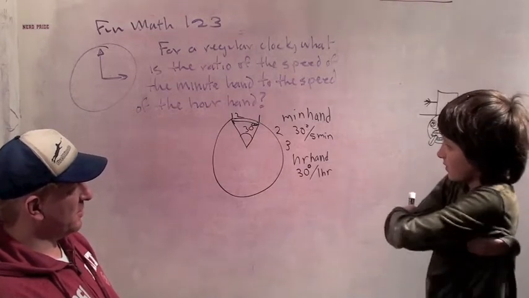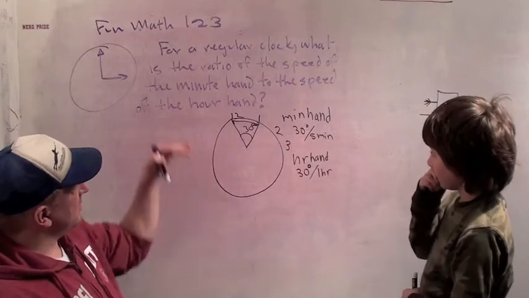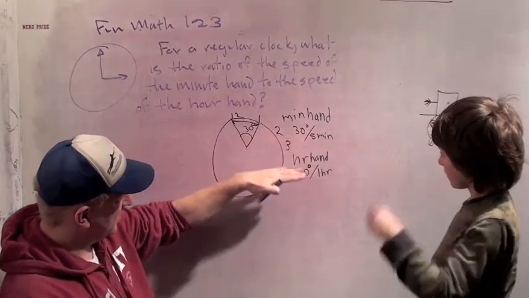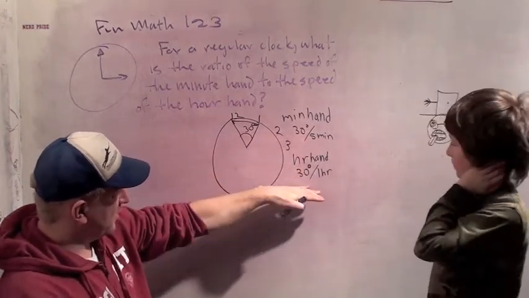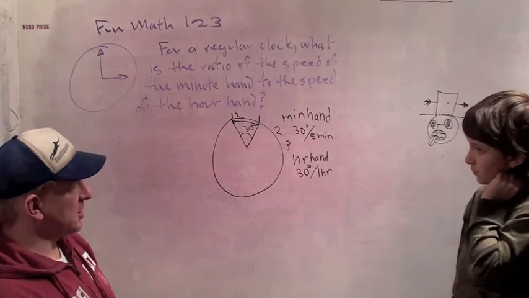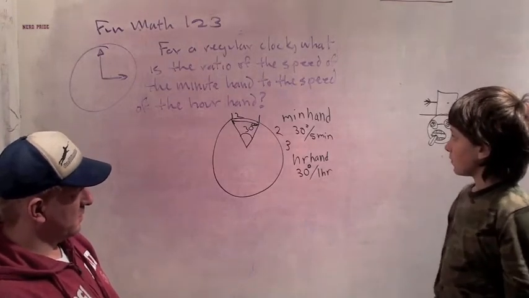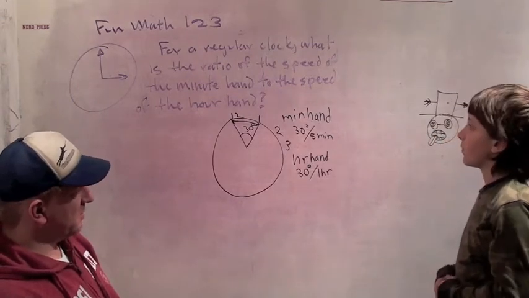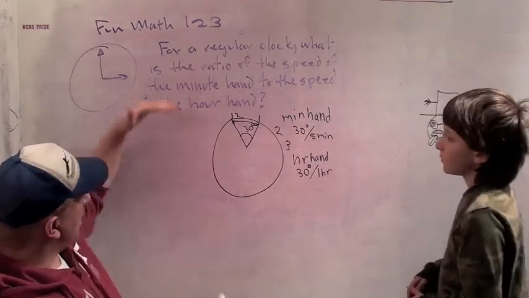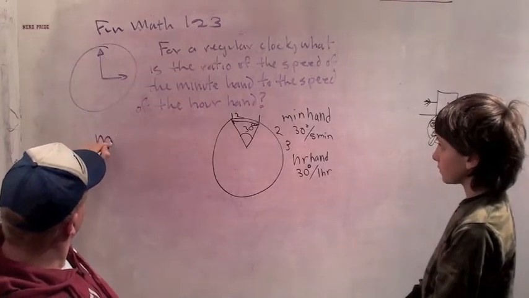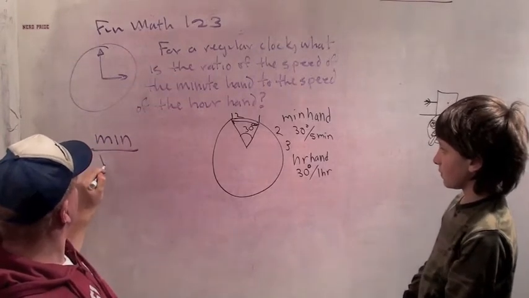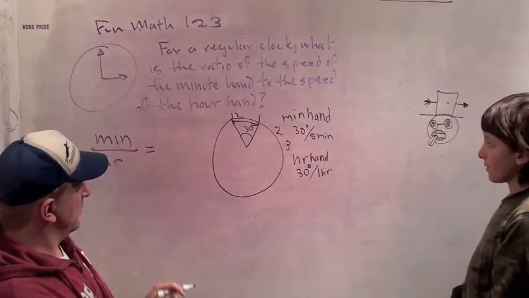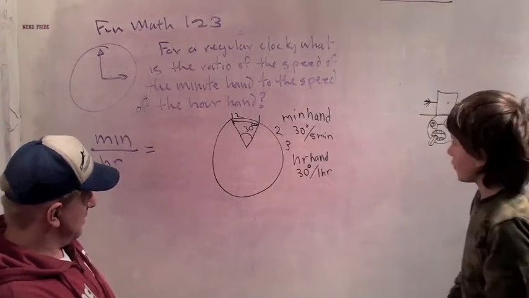Well, you found two good speeds here, actually. But I'm asking you for the ratio of the speeds. You have one speed in 30 degrees per 5 minutes. The other one is, hour hand is 30 degrees in 1 hour. So how can you make a ratio out of this? Well, fractions are fractions. Okay, so show me. All you're trying to do is find the ratio. So I'm just going to write minute over hour. Hopefully that's not too confusing. How fast is the minute hand going? It's going 6 degrees a minute, or 30 degrees in 5 minutes.